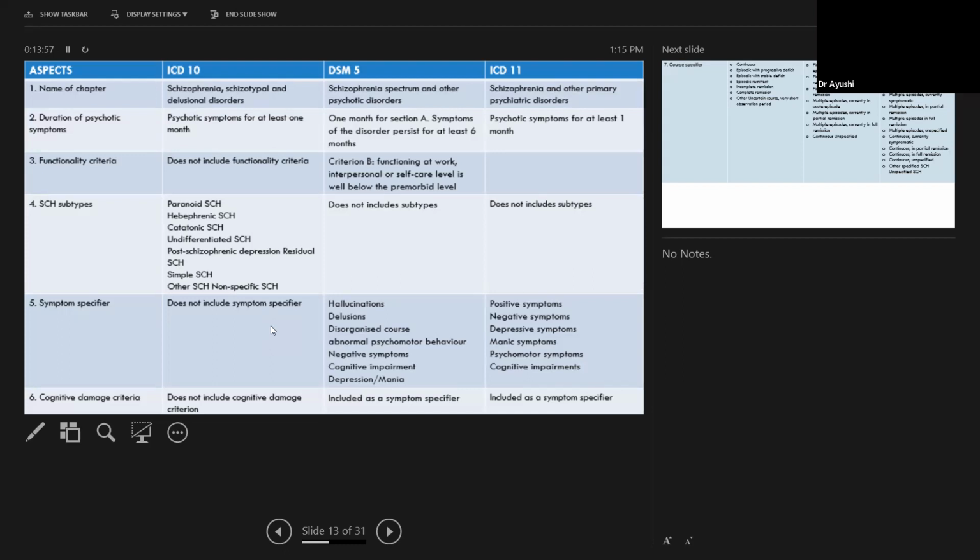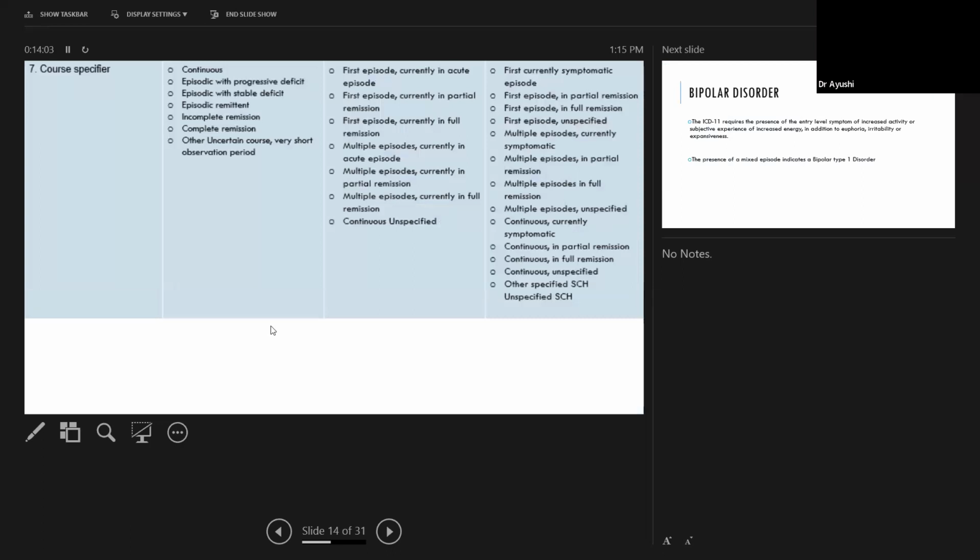And cognitive damage criteria is not included in ICD-10, whereas it is included in DSM-5 and ICD-11. And the course specifies in ICD-10, it can be continuous, episodic with progressive deficit, episodic with stable deficit, episodic remittent, incomplete remission, complete remission, and other uncertain course.